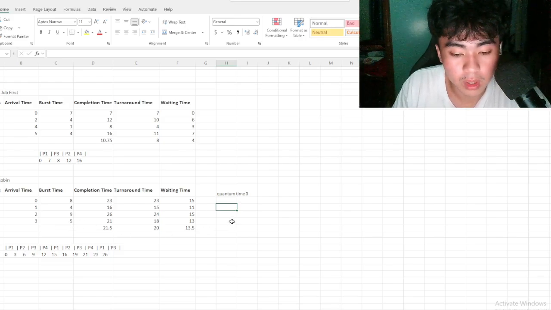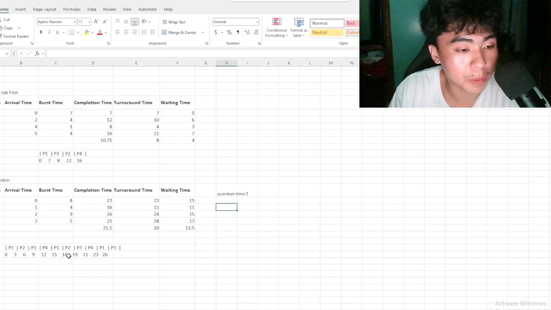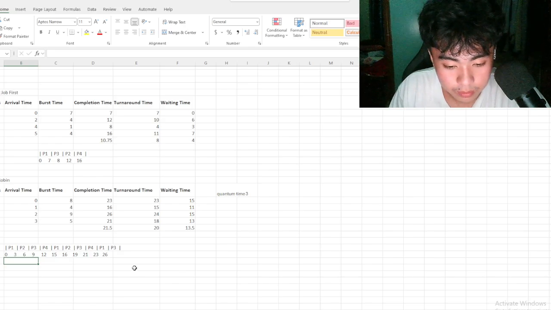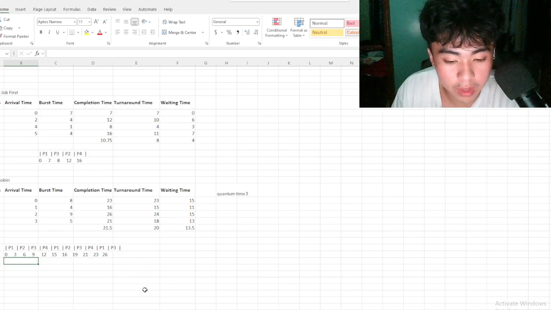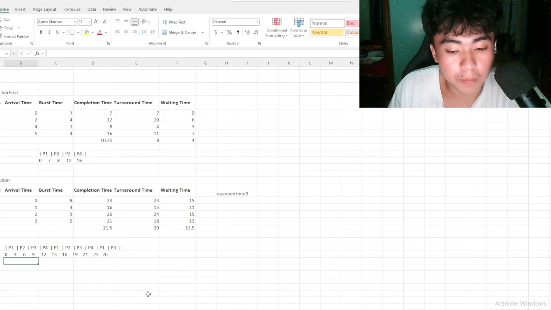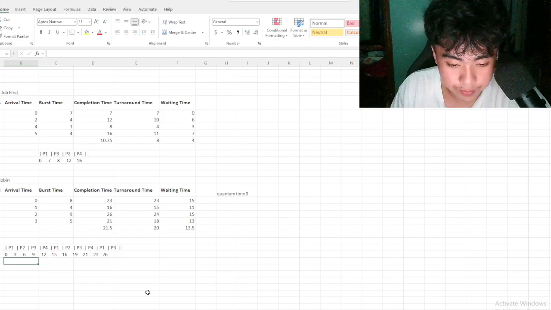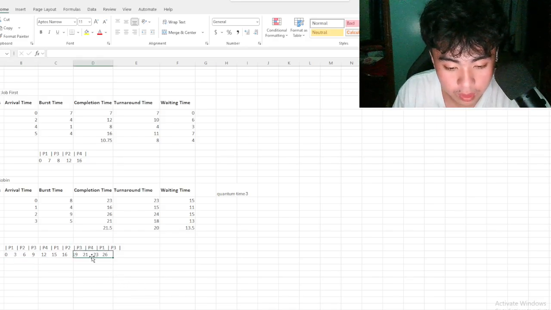So P2 runs again. P2 runs for 1 unit of time from time 15 to 16 and completes. P2 is removed from the queue. So P4 runs again, and P4 runs for 2 units of time from time 19 to 21 and completes.